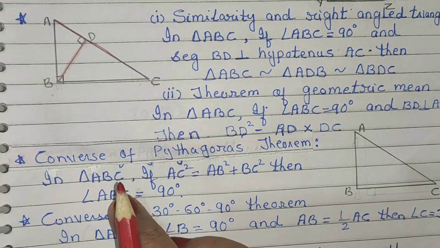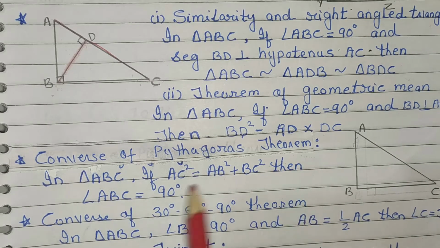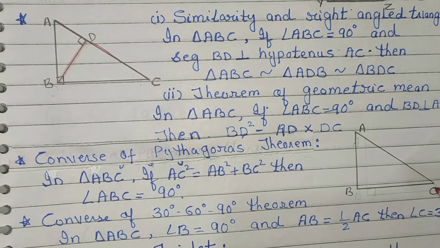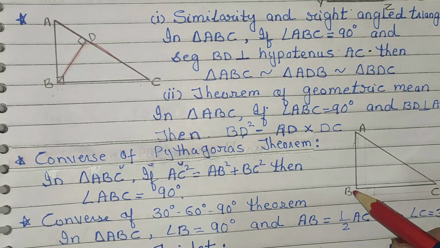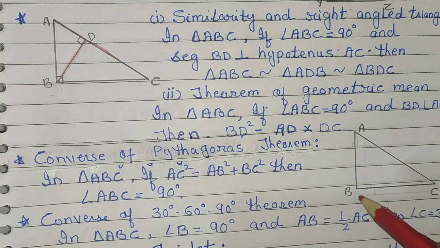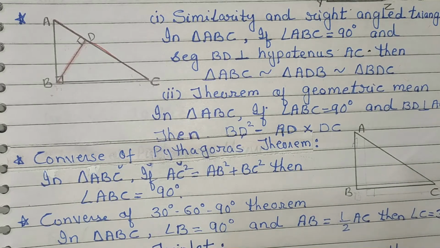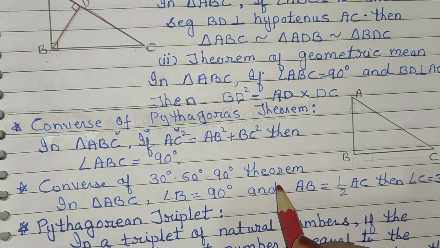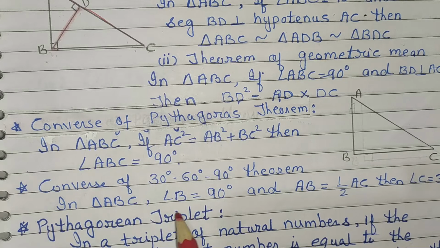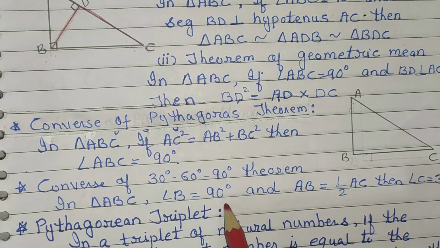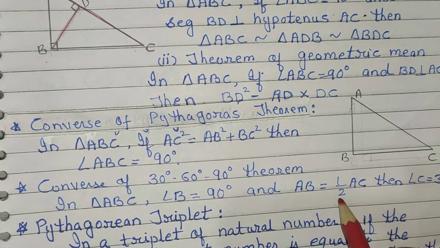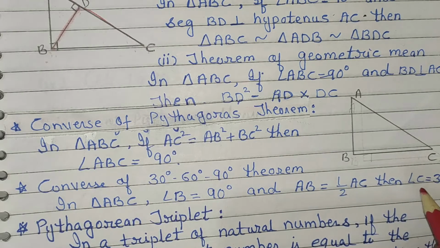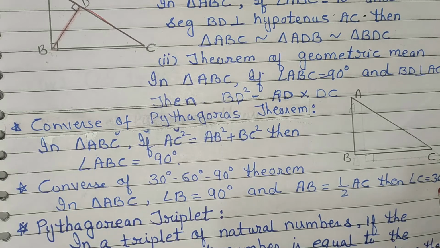Now next one is converse of Pythagoras theorem. In triangle ABC, if AC square is equal to AB square plus BC square, then angle ABC is equal to 90. And converse of 30, 60, 90 degree theorem. In triangle ABC, angle B is equal to 90 and AB is equal to half of AC, then we can say that angle C is equal to 30.